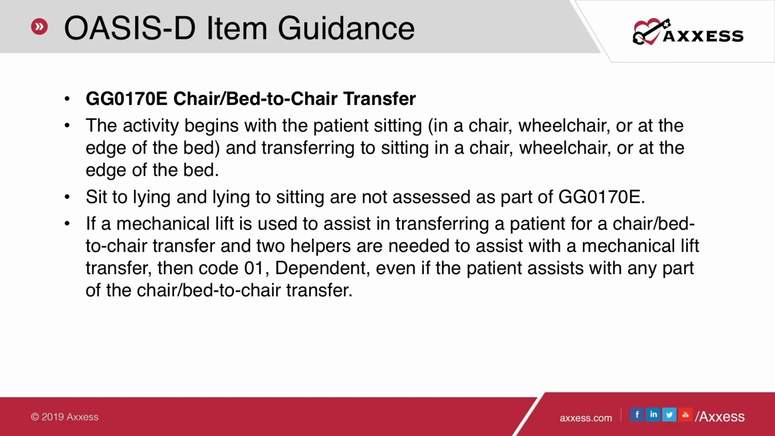The next row is GG0170E. This is chair, bed-to-chair transfer. This activity begins with the patient sitting, either in a chair or a wheelchair or at the edge of the bed, and then transferring to sitting in a chair, wheelchair, or edge of the bed. Now, sit to lying and lying to sitting are not assessed as part of GG0170E. If a mechanical lift is used to assist in transferring a patient for a chair, bed-to-chair transfer, and 2 helpers are needed, what would that be? That would still be a number 1, dependent, even if the 2 people are using a mechanical lift, even if that patient assists with all or part of the chair, bed-to-chair transfer.